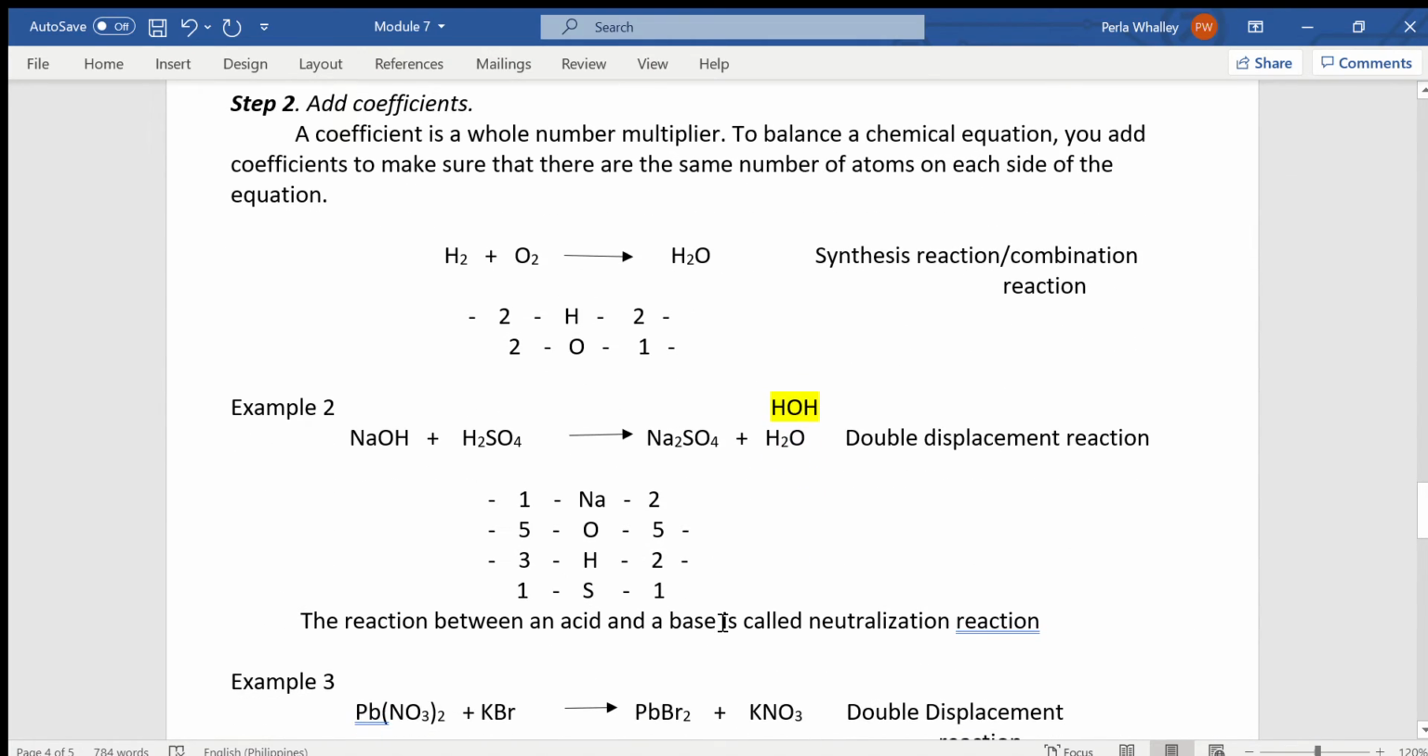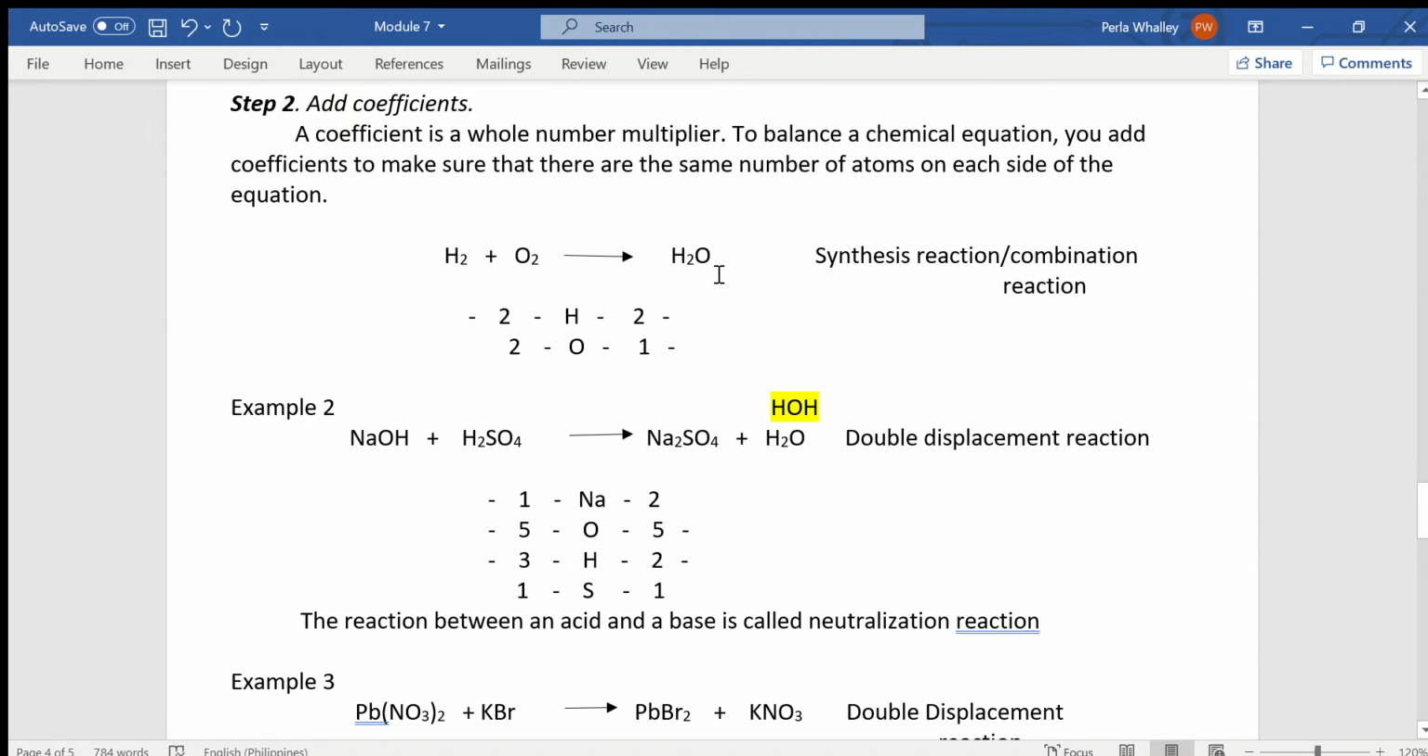Add coefficients. A coefficient is a whole number multiplier. To balance a chemical equation, you add coefficients to make sure that there are the same number of atoms on each side of the equation. So here, look, O is lacking on the product side, but we cannot do otherwise but write the coefficient here in front of H2O because there is only one product.